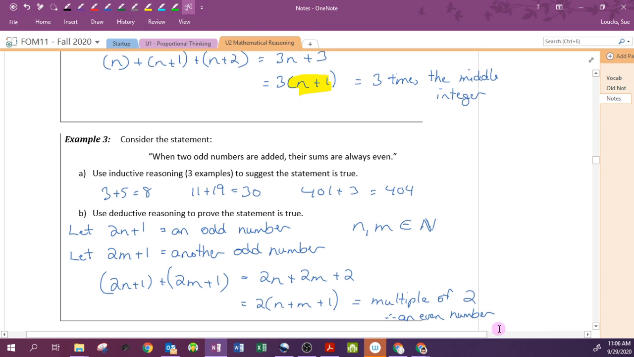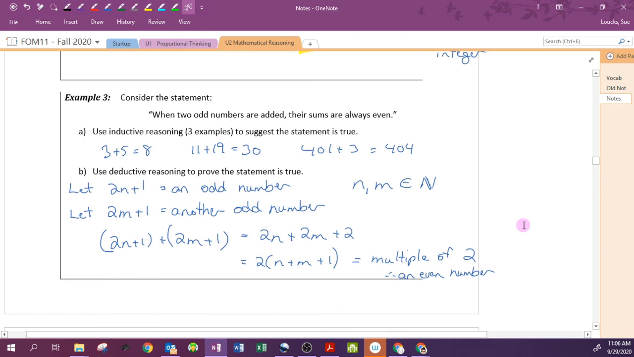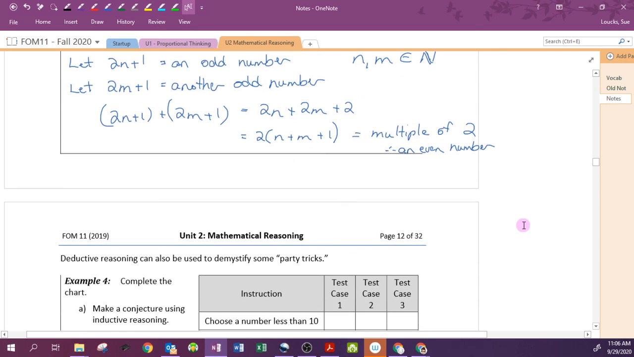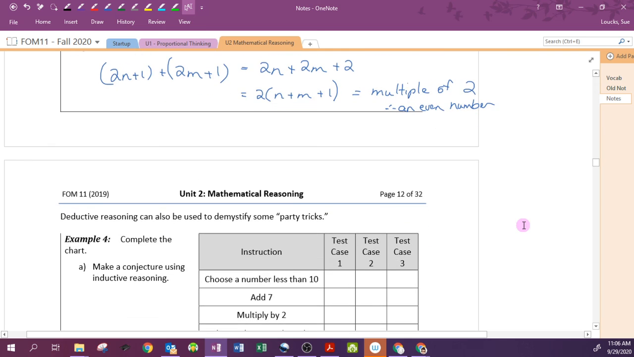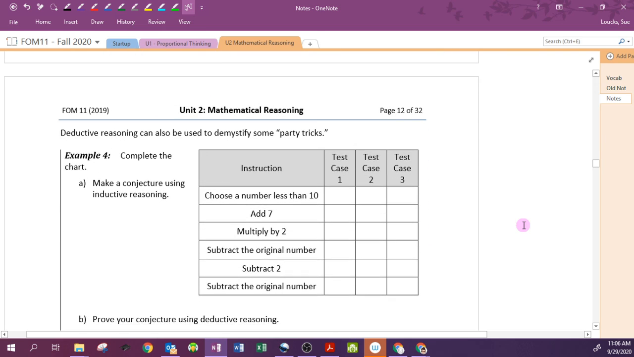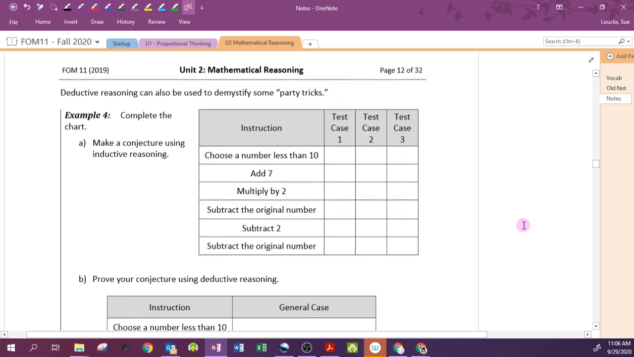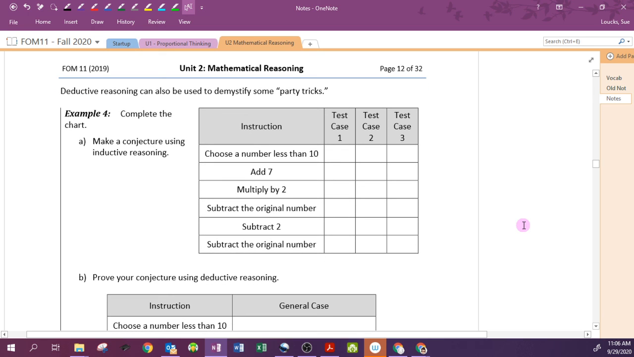All right, I think we have one more example. Okay, questions very much like this are going to be on your quizzes, on your tests. You're going to be expected to do this question. Okay. Deductive reasoning can be used to demystify some party tricks that we have.